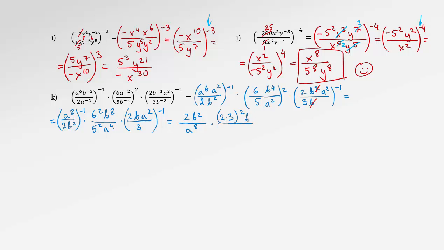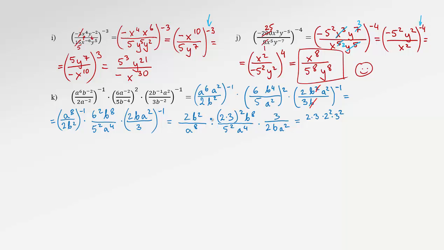So we have b to the 8 here, 5 squared a to the 4, and the third fraction we need to take the reciprocal of, so it will be 3 over 2ba squared. Great! So now what's left to do is to simplify powers with the same base. For example, let's write all the numerical values first. I have 2, I have 3, so 2 times 3, and here I have 2 squared and 3 squared, times 2 squared times 3 squared.